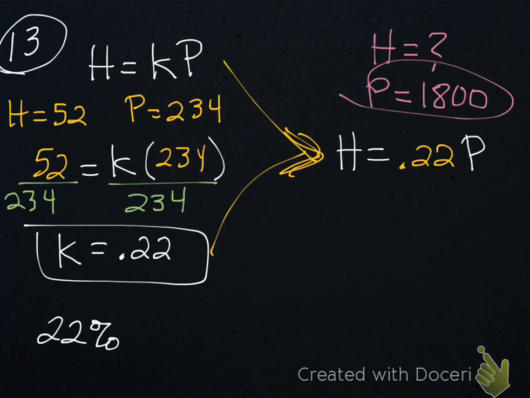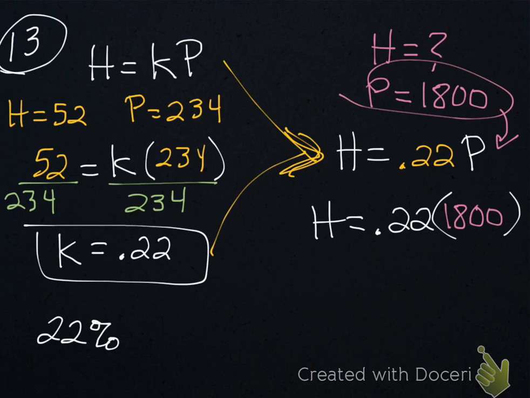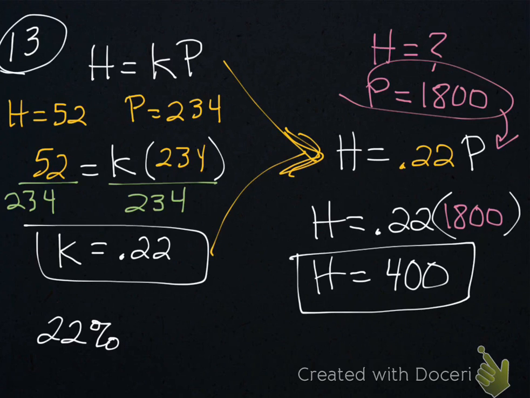So now I can plug in my second set of criteria and solve. H equals 0.22 times, how many people do we have now? 1,800. So H equals what? Plug it in the calculator and we get 400. Remember, you can't have half a person running around. So make sure you truncate it if it doesn't come out to a perfect whole number. I should have written down the units. Let me write that in. So it's 400 people prefer hot cereal.